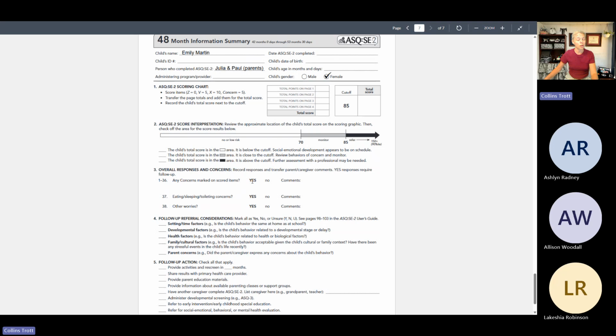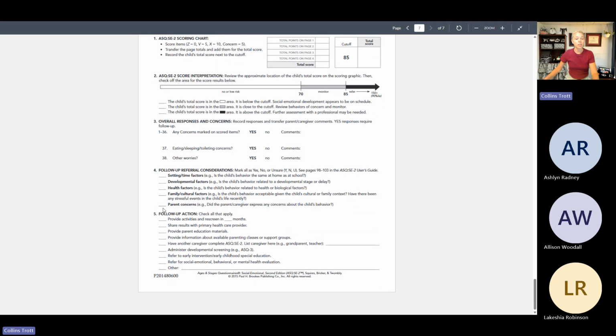There was a concern from the parent. It was just one of them. So I'm going to circle yes and write the number 10 because it was question number 10. Number 37 and 38, we had yes and then no. And then any comments that parents wrote in, make sure that you add that in there.